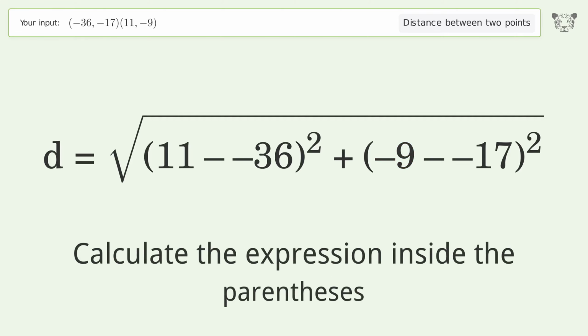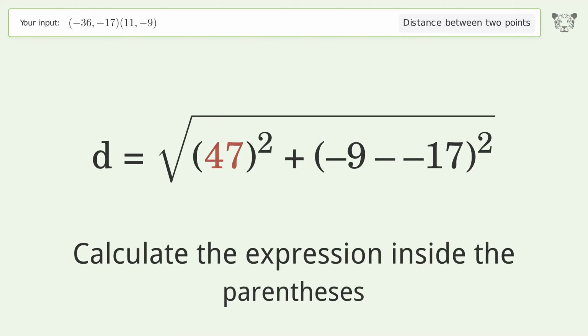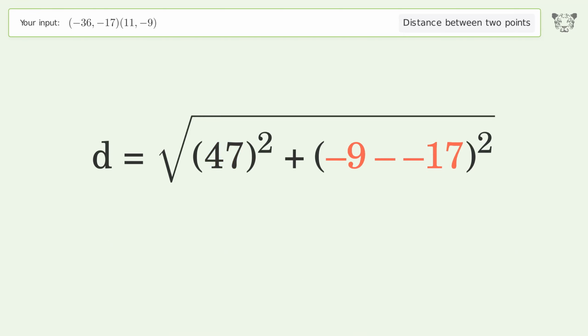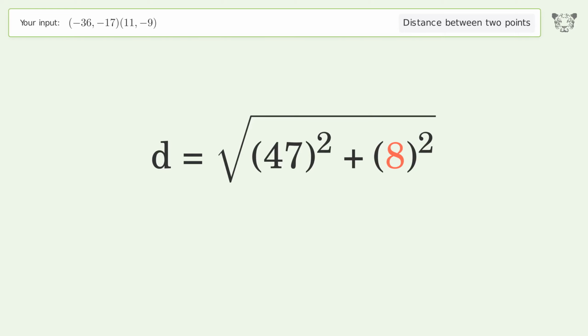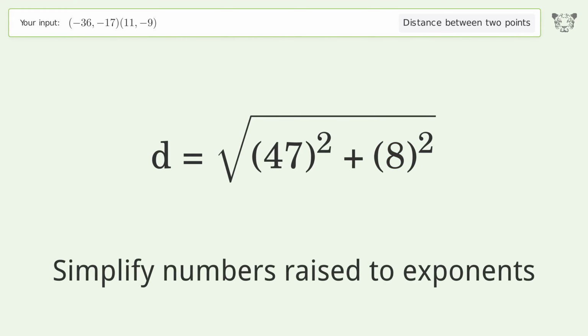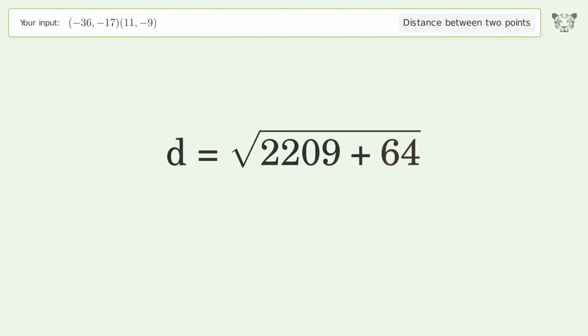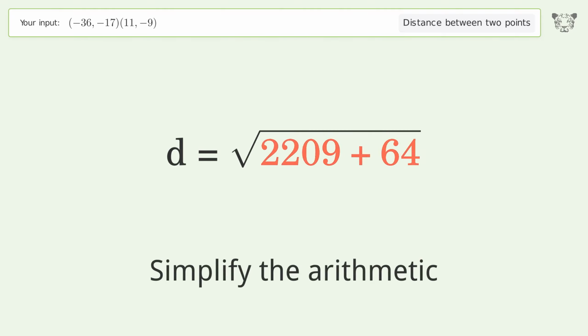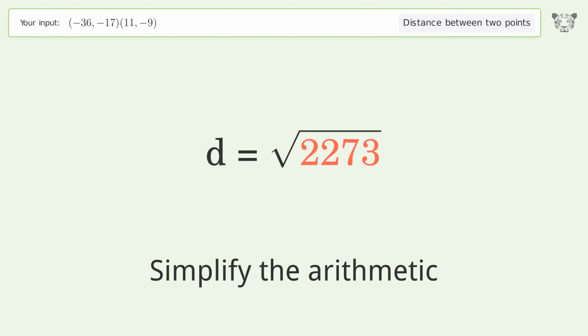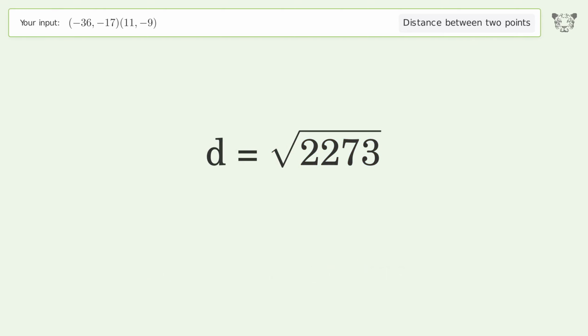Calculate the expression inside the parentheses. Simplify numbers raised to exponents. Simplify the arithmetic. And so the distance between the 2 points is the square root of 2,273, or 47.676.